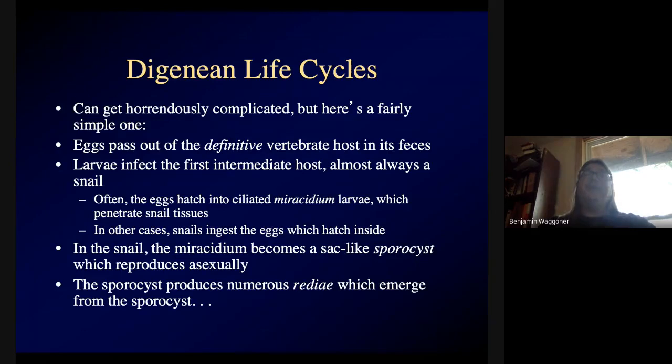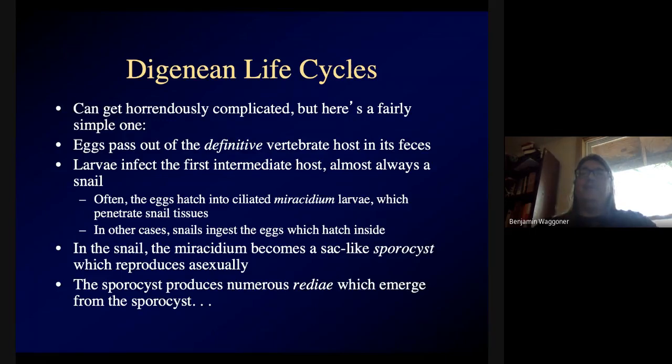In some cases, the snails eat the eggs, and the eggs hatch inside. In other cases, the eggs hatch into little ciliated larvae called miracidia, which can swim for a while until they penetrate snail tissues. They'll just burrow right inside. Either way, once they're in the snail, the miracidium larva becomes a sac-like structure that hasn't got a mouth. It's called a sporocyst, and it starts budding off offspring inside.